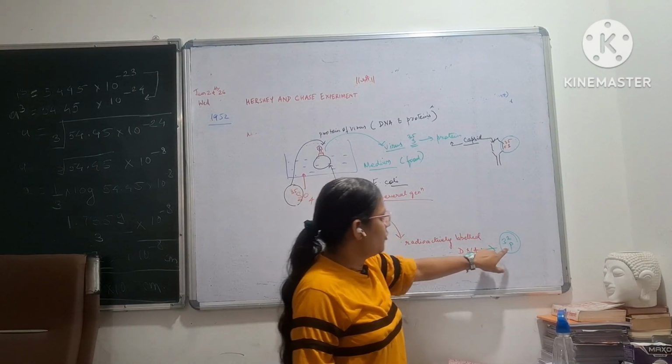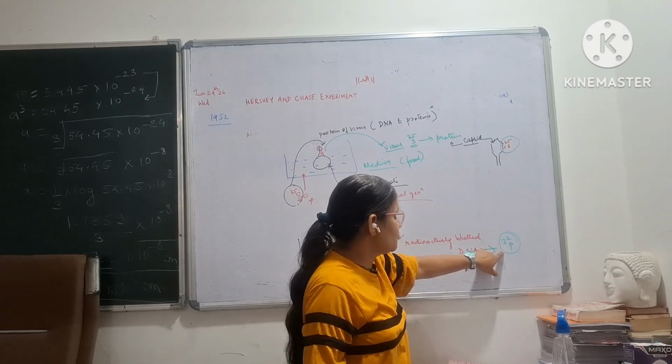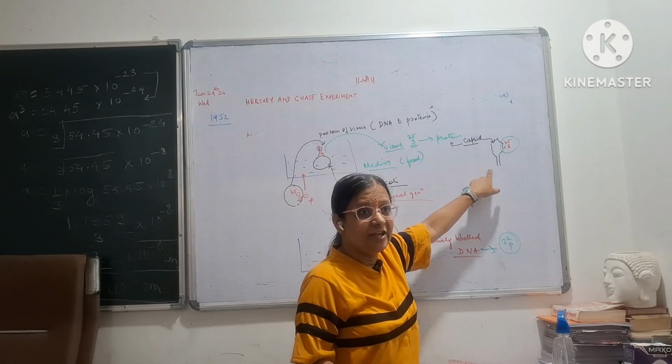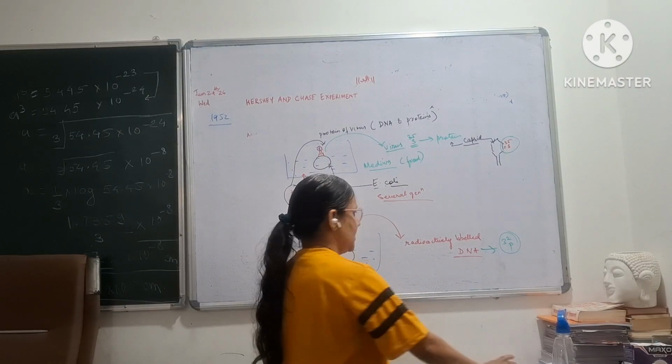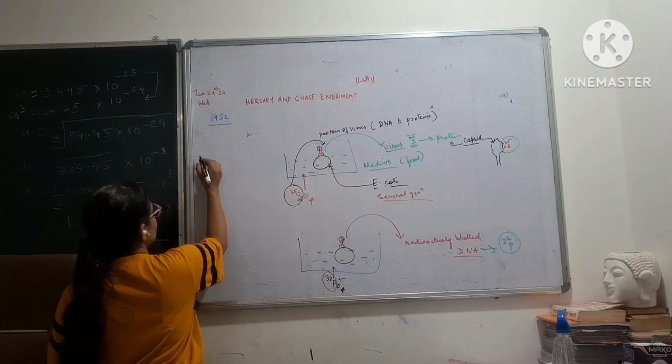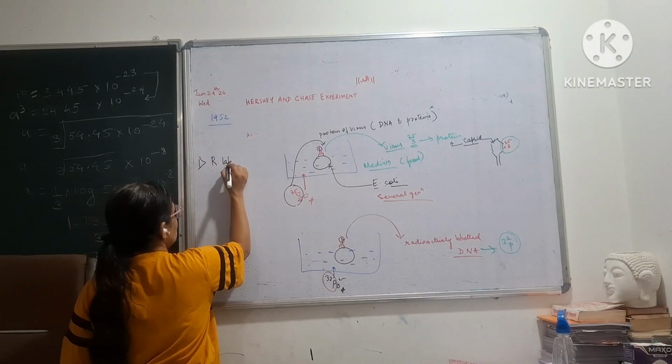We also know that phosphorus is present in DNA. It is absent in proteins. So this phosphorus will go into the DNA of the virus and not the protein. So now what is the case is that we have two things. One is radioactively labeled protein.